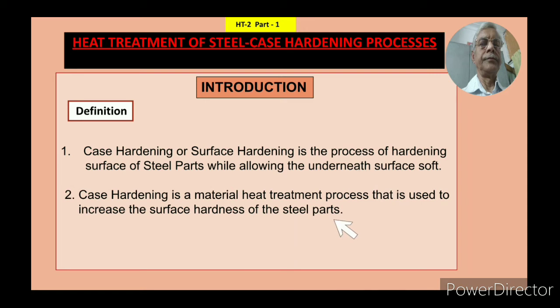The other definition is, case hardening is a material heat treatment process that is used to increase the surface hardness of the steel part. Similar to that coconut example, where the surface is very hard to some depth, a similar thing happens here also. The surface becomes very hard but the core remains soft. So to get a very high surface hardness, you have to do this case hardening process.